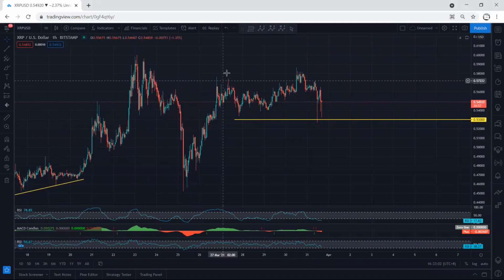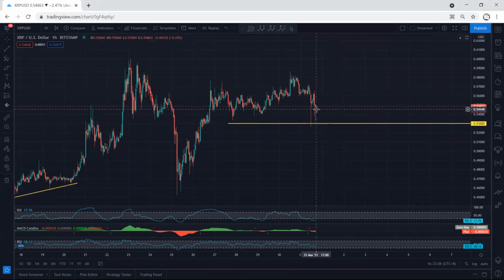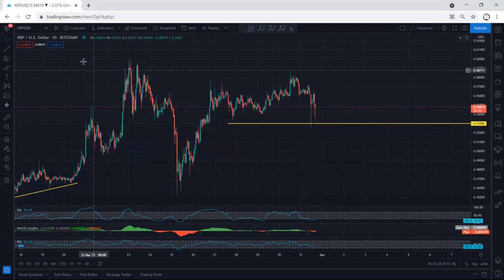Now we need to wait to see what we get here, either the continuation or reversal. If we get the reversal, it is good, we can look for buy. If we get a continuation, we can also look for sell if anyone is looking for sell. But right now, we don't have any trade setup for either buy or sell. But what we expected, we already got. Another question is whether the price can break 0.53 and continue or not.